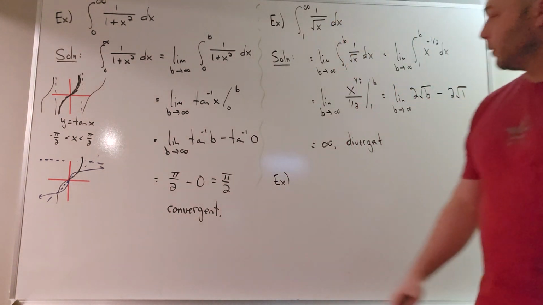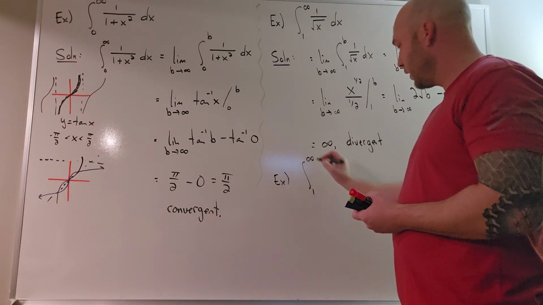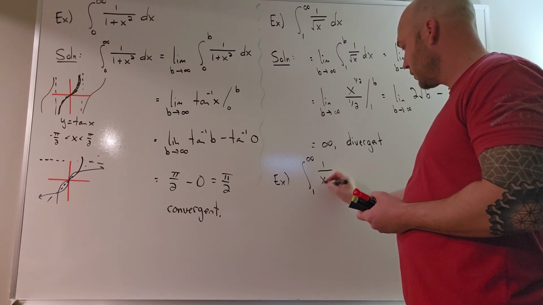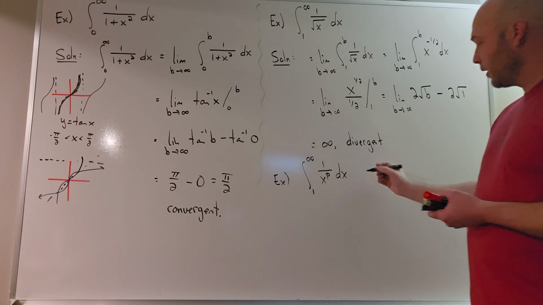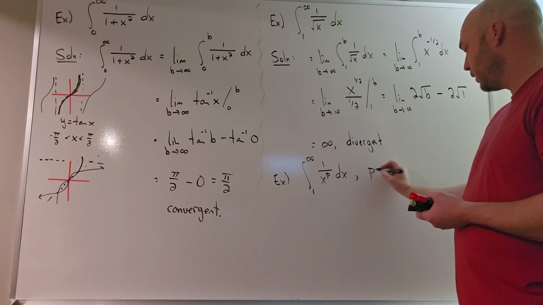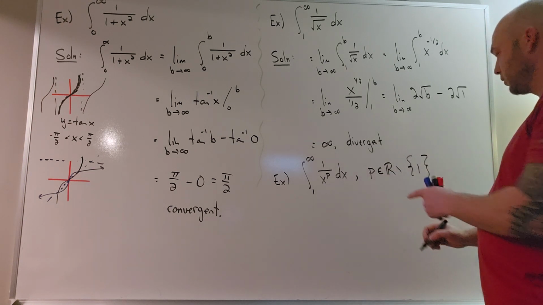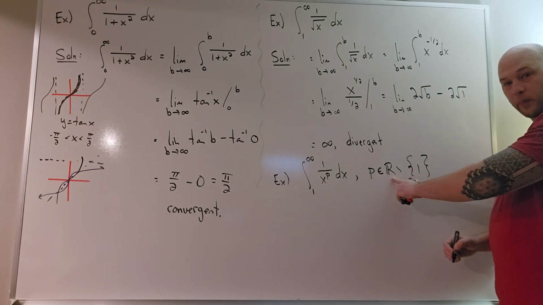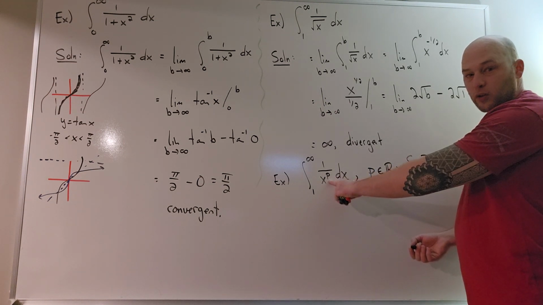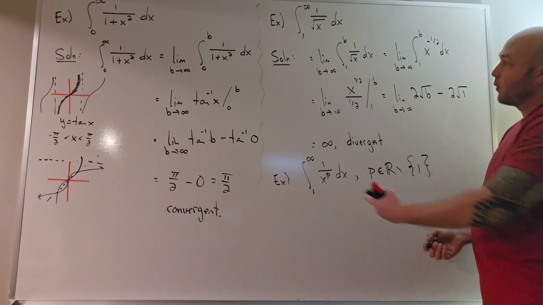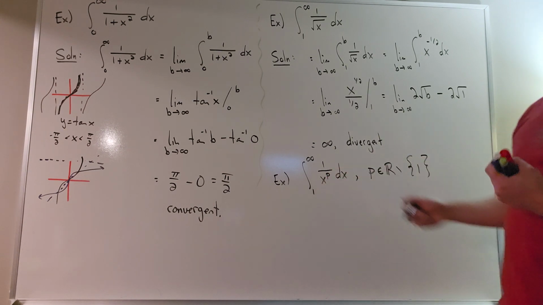Let's take a look at one more example. Let's look at the integral from 1 to infinity of 1 over x to the p dx, where we're going to consider p to be a real number other than 1. So p is an element of the real numbers, however, we're going to exclude the value 1. This notation means p is an element of the real numbers excluding 1. The idea is if p was 1, the antiderivative would be the natural log. But what I want to do is generalize this to figure out when this type of integral is convergent and when it is divergent.